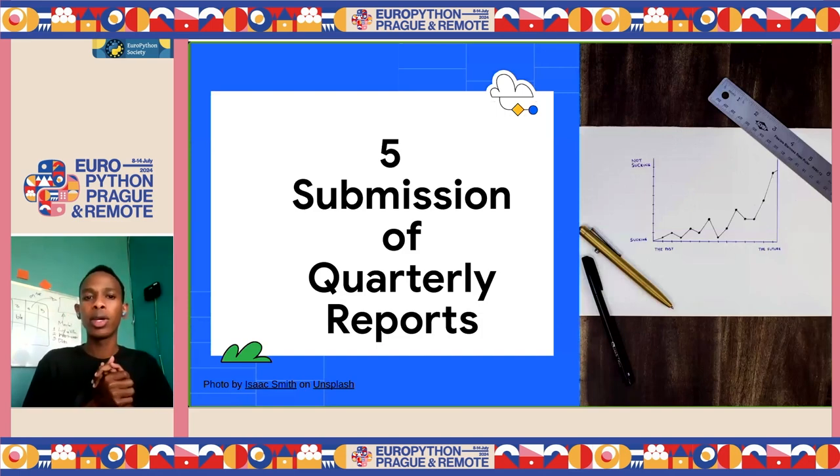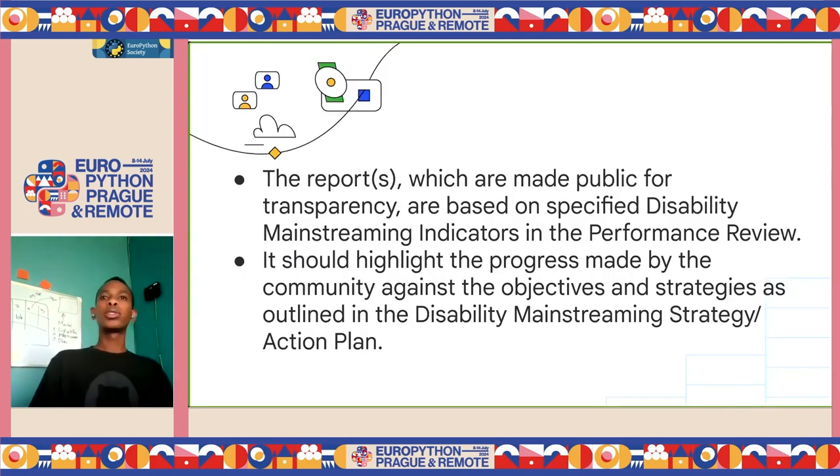And then number five, just as many open source communities do, having a quarterly report is a great way to be accountable and share with the world what you're doing, and help other open source communities learn from what you're doing and build upon that. So these reports are, of course, made public for transparency. We are assuming all of these are open source communities, so everything is going to be public, and the reports are based on specific disability mainstreaming indicators in the performance review.